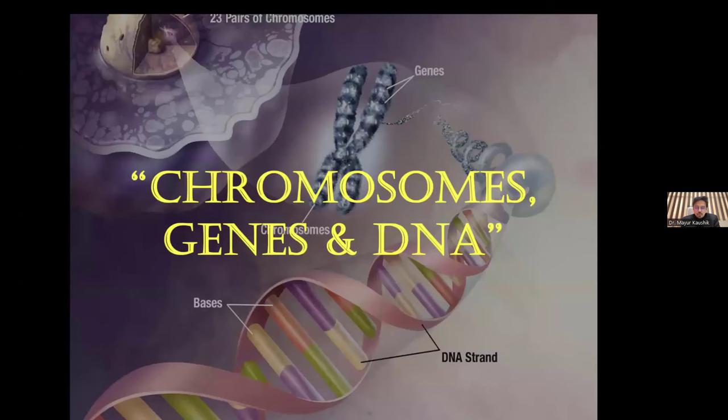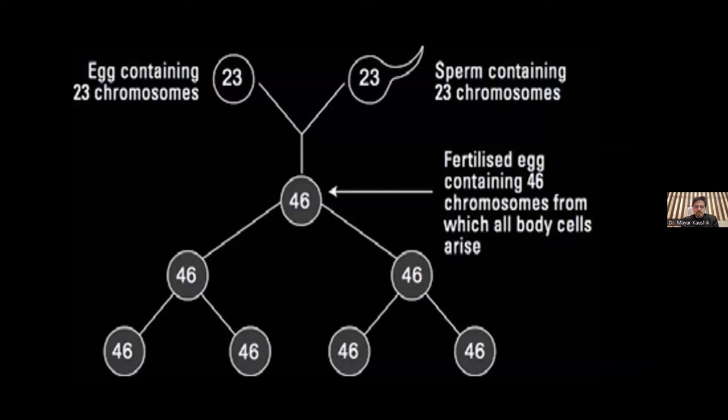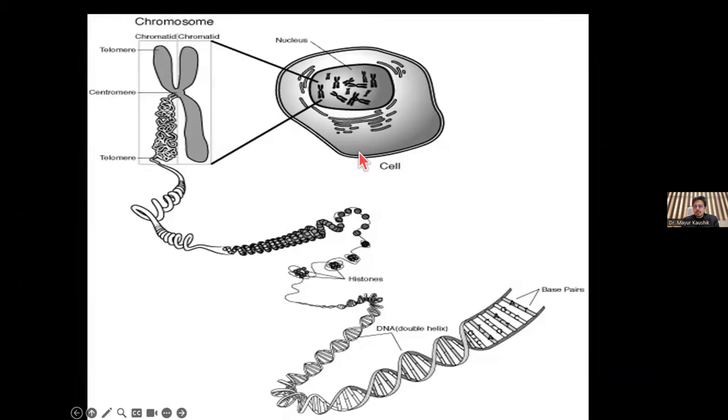But what are these chromosomes, genes and DNA? Again, I'll be taking just 5 minutes on the very basics of genetics. All of us are aware of the basic process of fertilization, that the female egg fertilizes with the male sperm, and it forms a fertilized egg which contains 46 chromosomes. From this fertilized egg, all the cells of the body arise, which contain 46 chromosomes other than sex cells. All the 46 chromosomes, arranged in 23 pairs, are present in the nucleus of each and every cell, including every autosome. All 46 chromosomes are present in each and every cell of a living being.